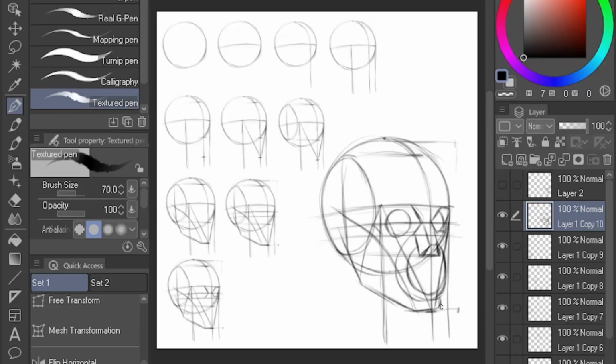Now it's time to draw the contour of the head. As you can see from the eyebrows, also the cheekbones and the roundness of the mouth part and chin. For the ear, it actually sits between the eyebrow line and the nose line.